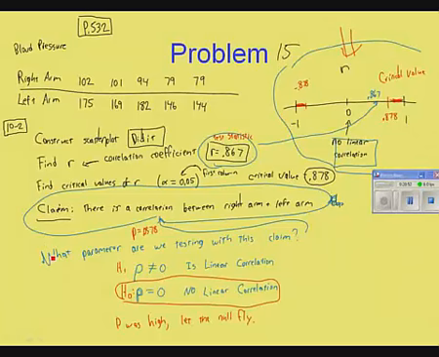Okay, now, back to 10.3. They give you the same problem in 10.3 on page 549. Same data. What do they ask you to do? Well, let's look.